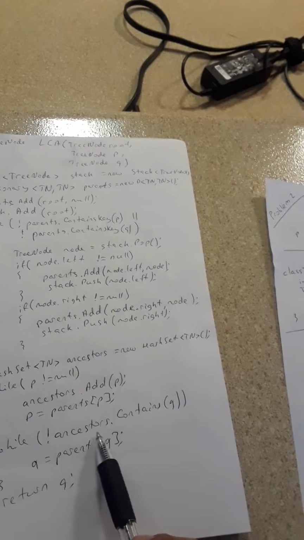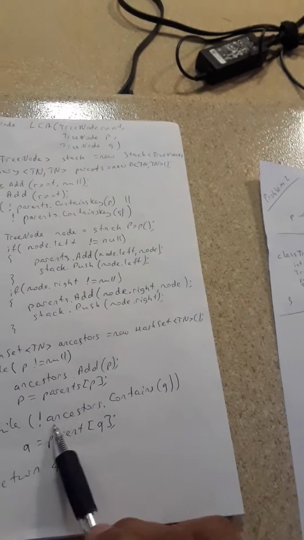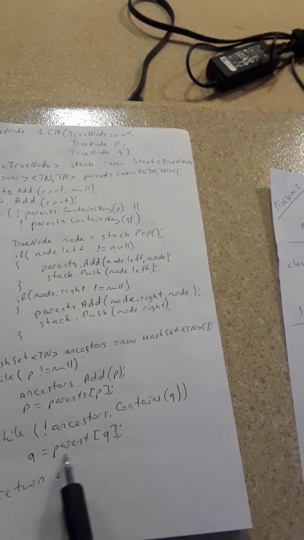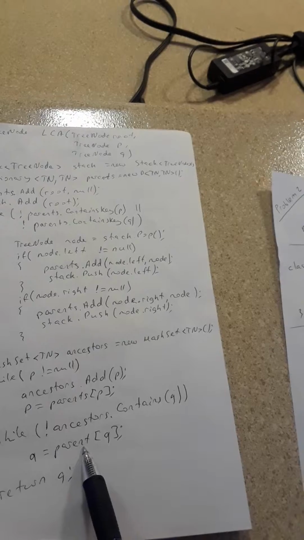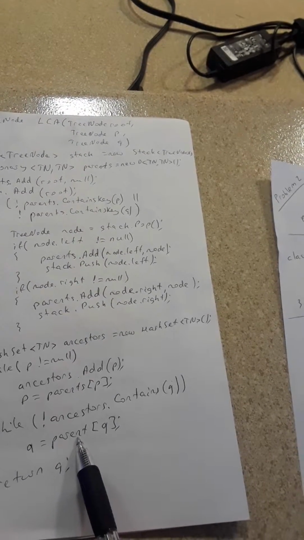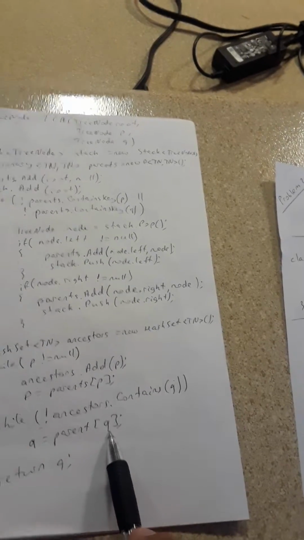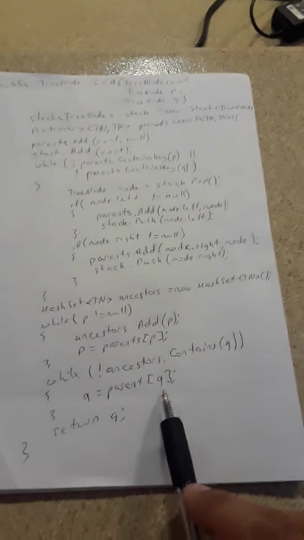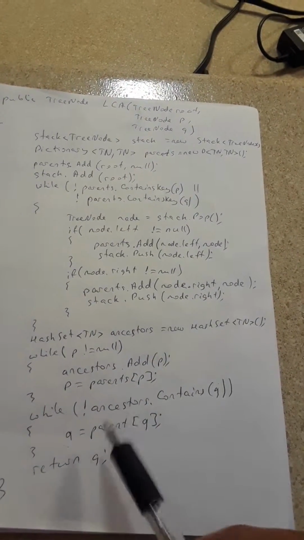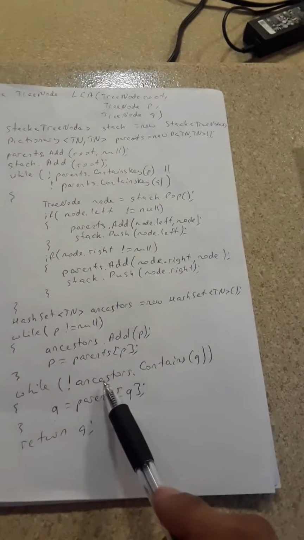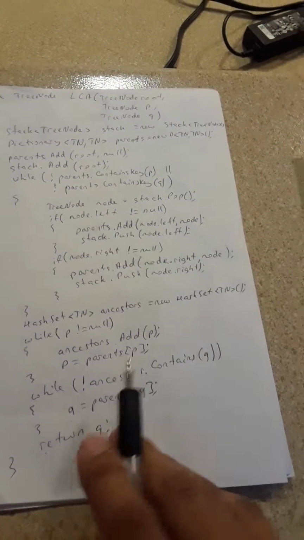Then until I find a Q in the ancestor hash set, I will keep resetting my Q value with the values from the dictionary, passing Q as a key. And once my Q is contained in the ancestor hash set, I will just return Q.